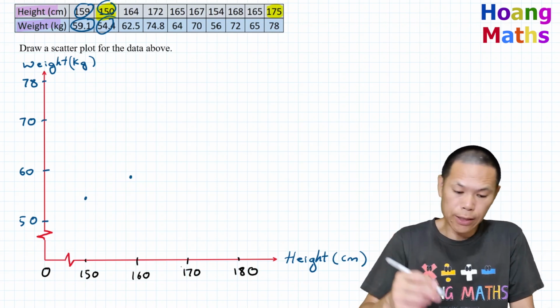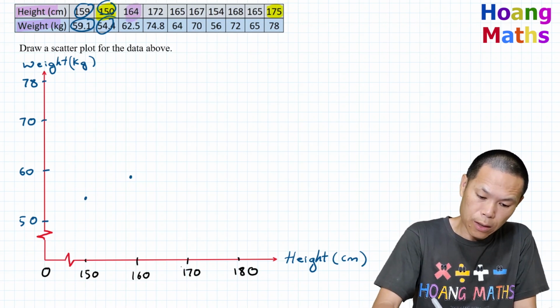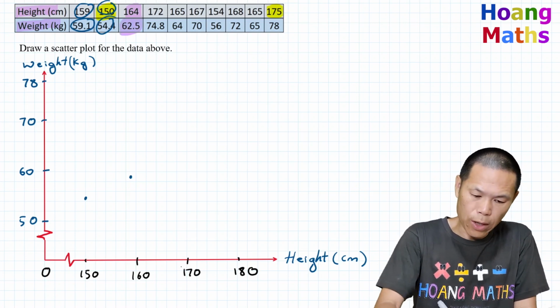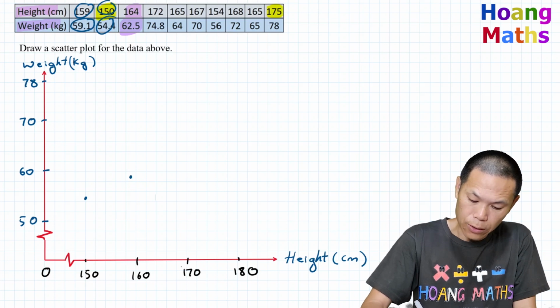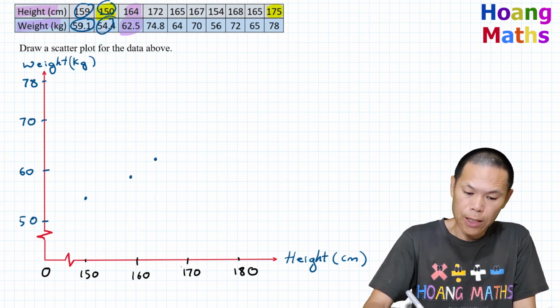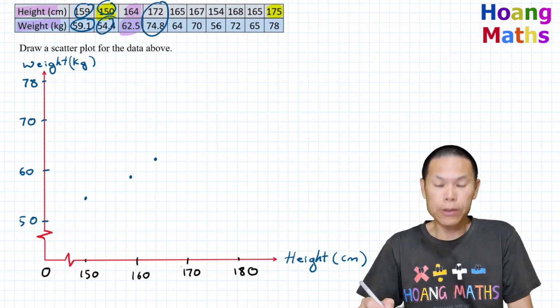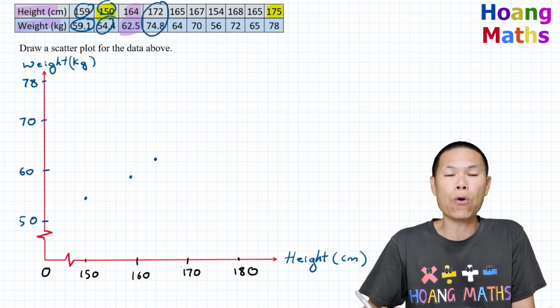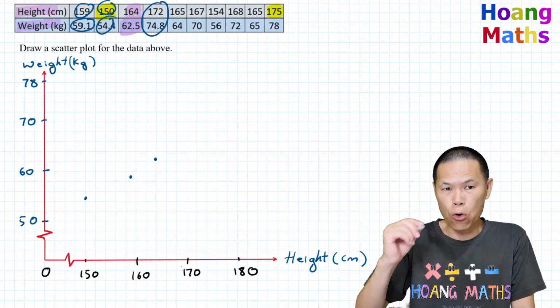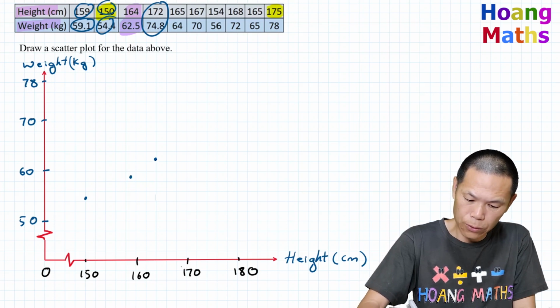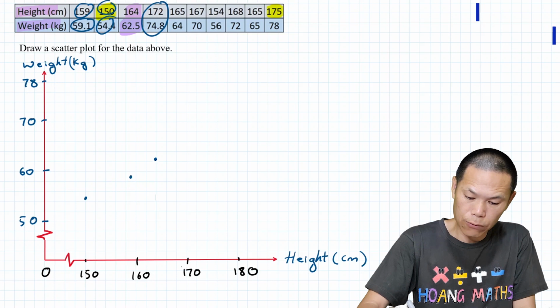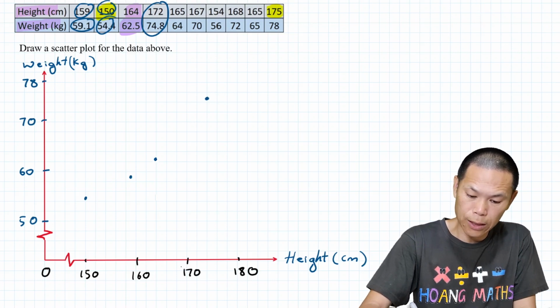And then 164 with 62.5. So 164 is roughly here. And then we have 172 and 74.8, so just roughly almost 75. Okay, keep that in mind. 172, and for 74, first of all, 70 is here, 72, 74, so almost 75, so just roughly here.